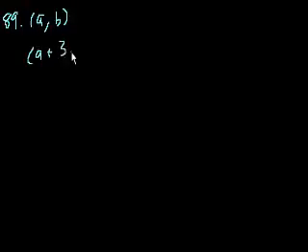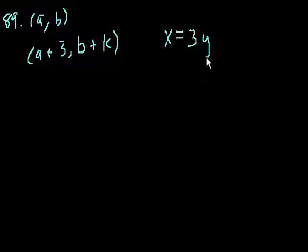Problem 89. In the xy coordinate system, if (a, b) and (a plus 3, b plus k) are 2 points on the line defined by the equation x is equal to 3y minus 7, then k is equal to what?